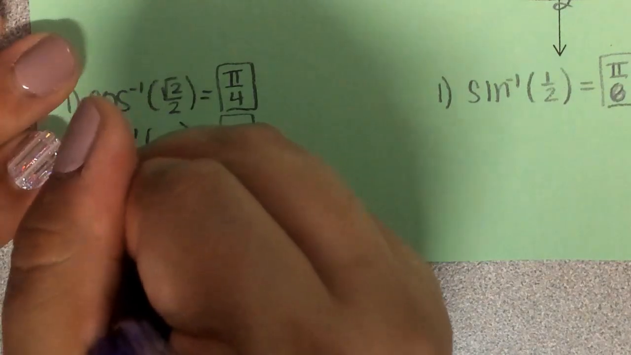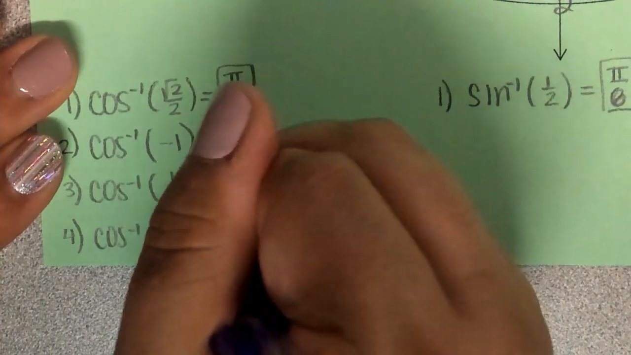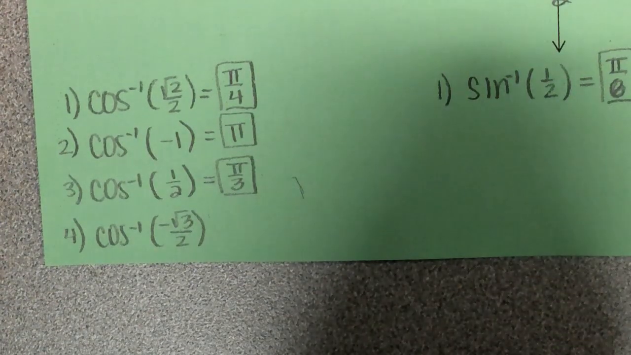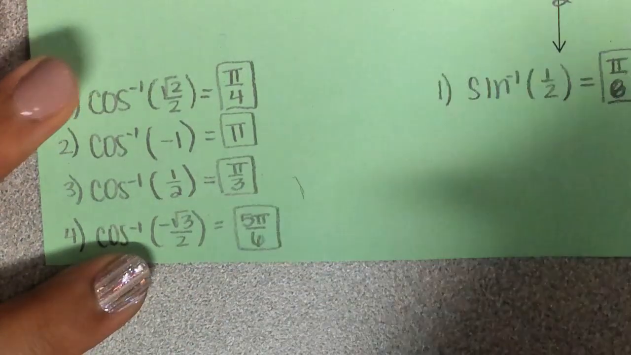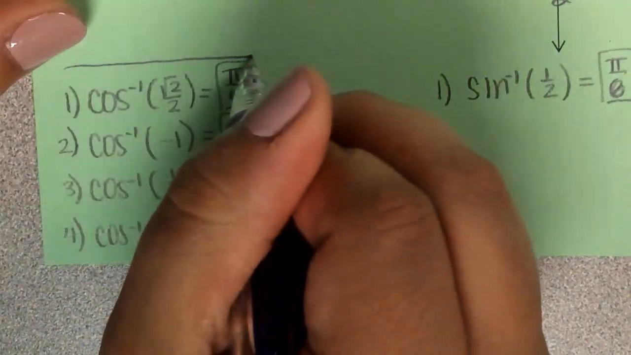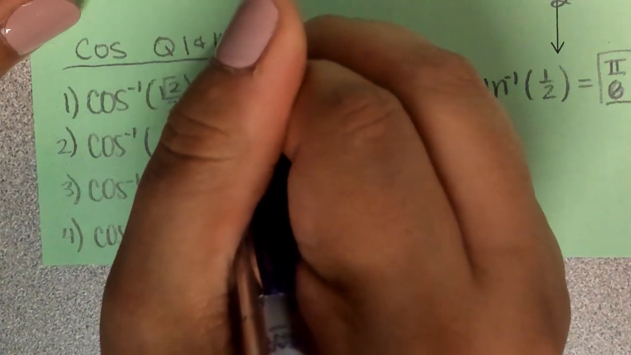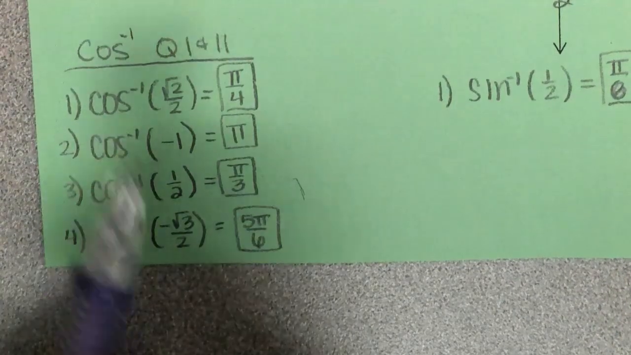Last one for cosine. What is the inverse cosine of negative square root of 3 over 2? Where is cosine negative square root of 3 over 2? Where is your x negative square root of 3 over 2? 5 pi over 6. What quadrants do we deal with cosine? Quadrant 1 and 2. Oh, inverse cosine. Put a little inverse on that. Don't forget your negative 1.